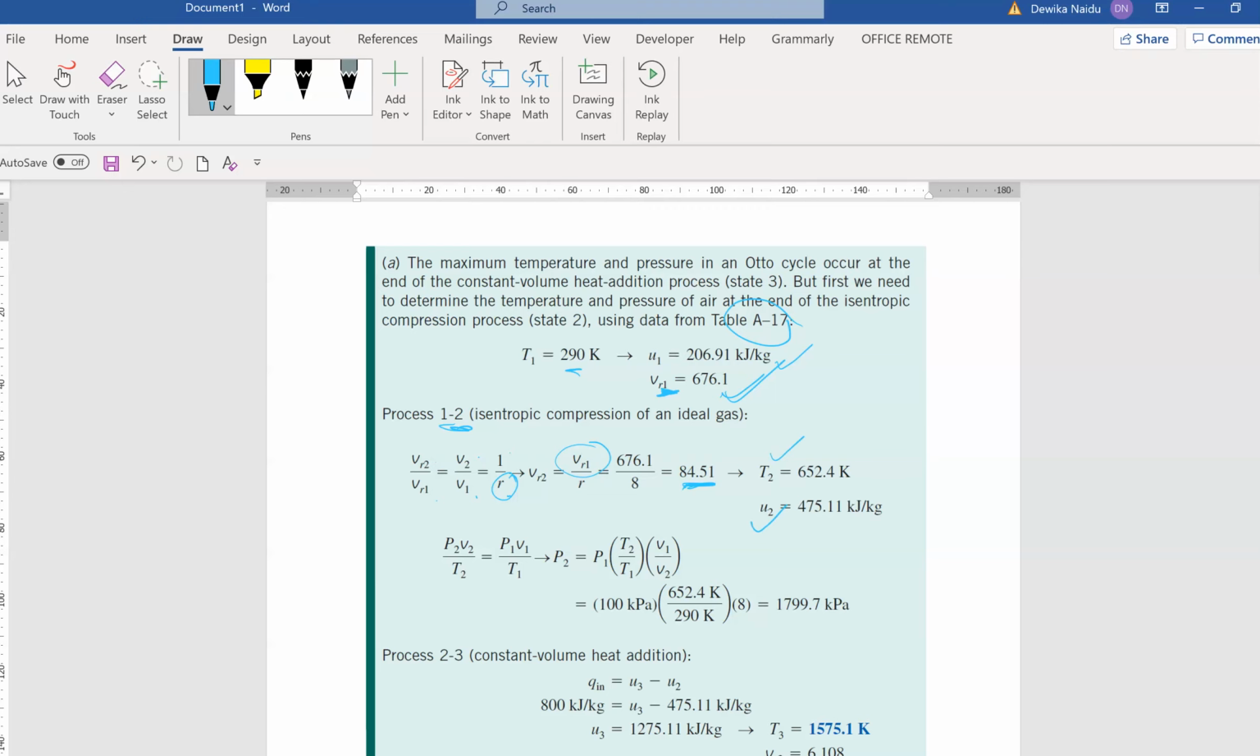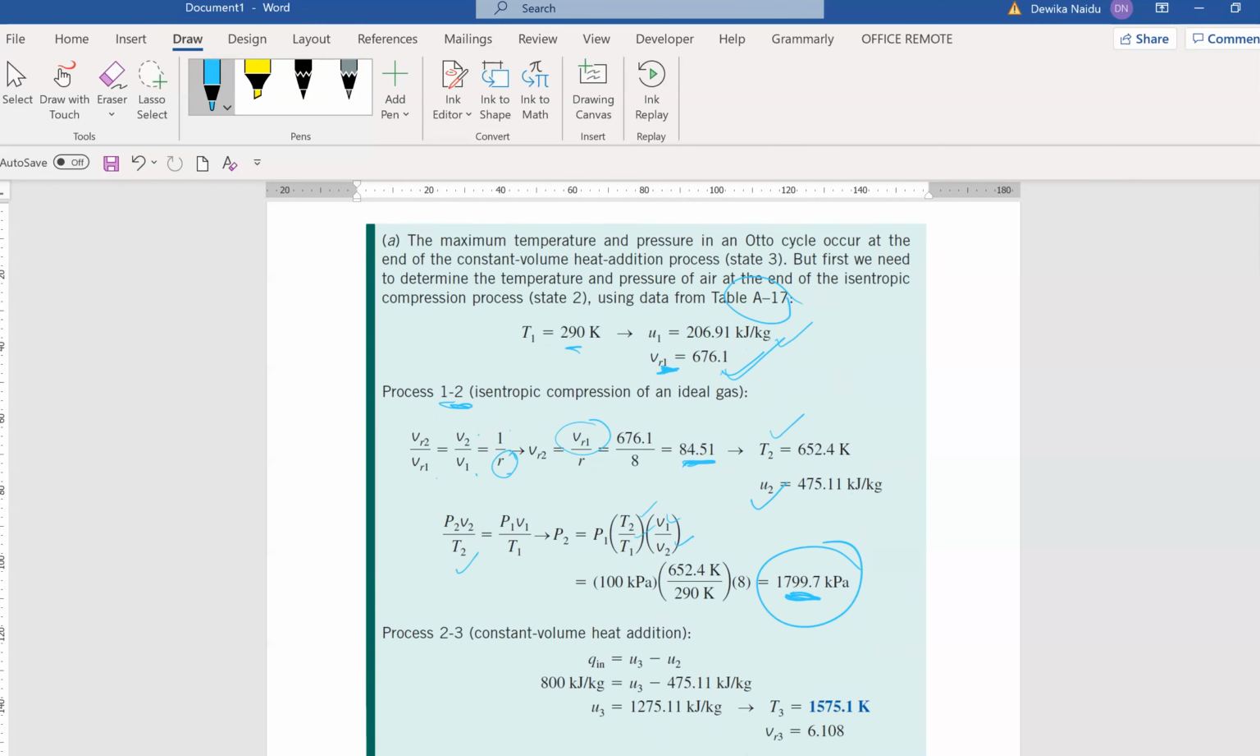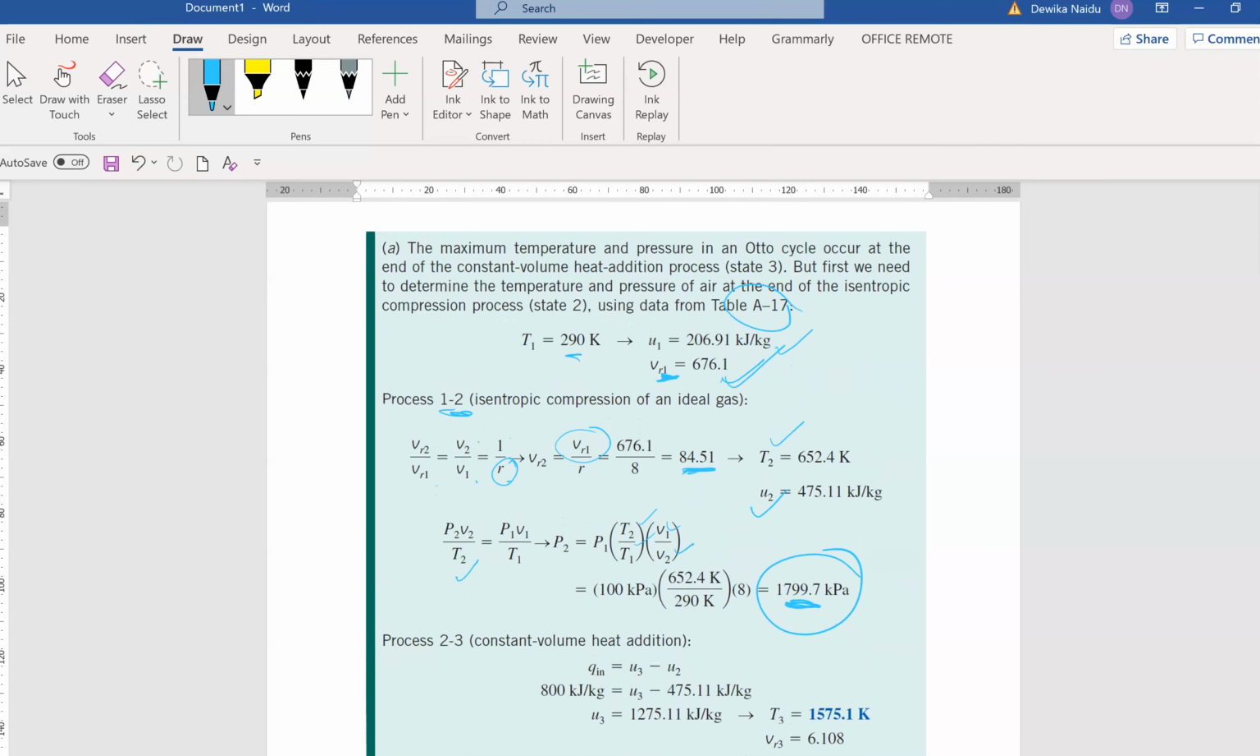The next one is also to find the pressure. To find the pressure, you can compare using your ideal gas law, P1V1 over T1 equals P2V2 over T2. All these values you have, so just plug in and you can get the pressure. That would give you the maximum temperature and pressure occurring at state 3.